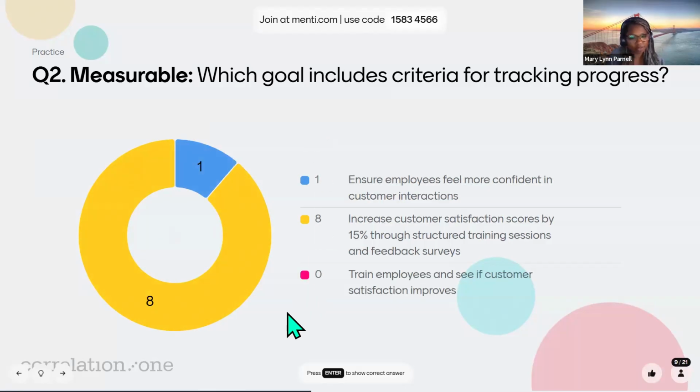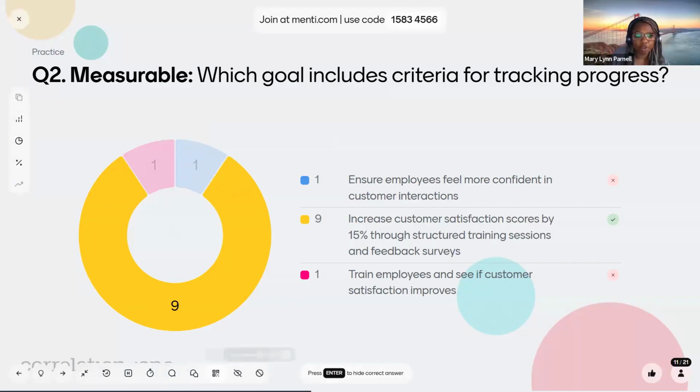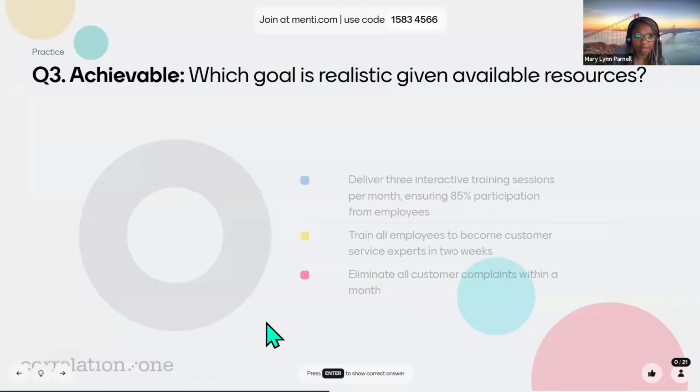Awesome. That's right. It's the landslide. There we go. It's increasing customer satisfaction by scores of 15%. When you see details of numbers, then you know this is measurable. I can measure against this. I can track this.